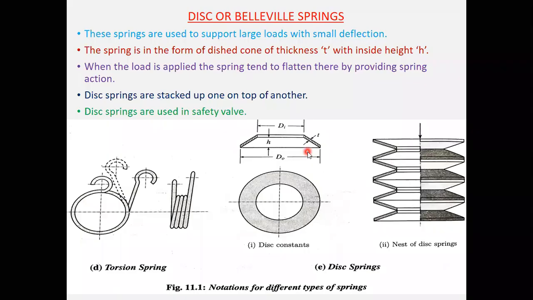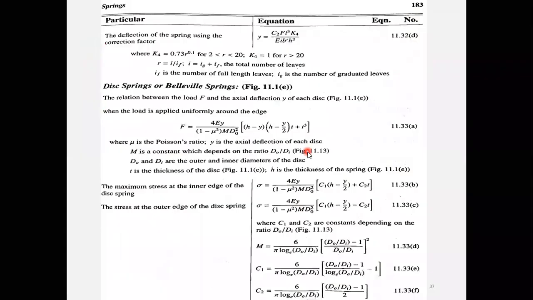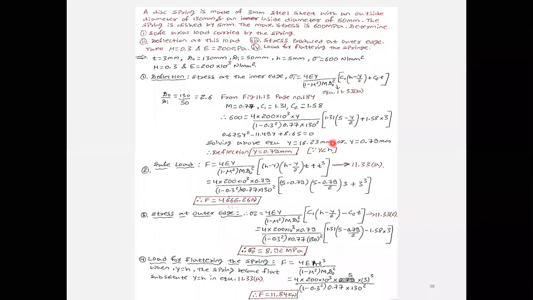But of the y values we are getting, one is 16.23, the other is 0.79. If I take y is equal to 16.23, it is not possible. Why? Because the h value is given as 5 mm, so the deflection has to be less than that. Means the other value is 0.79 mm. Take this deflection y is equal to 0.79 mm.